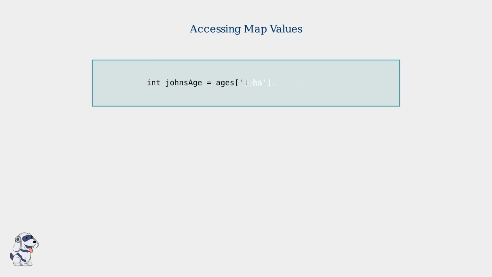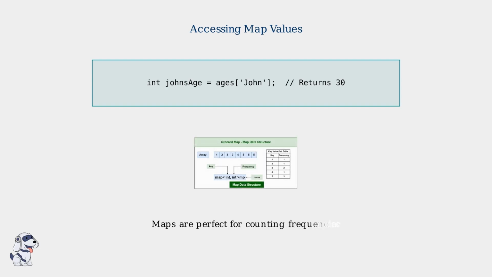Once you have a map, you can access values using their keys with square bracket notation. To get John's age from our map, we use square brackets with the key John. This returns the value 30 that's associated with that key. Maps are excellent for counting how often items appear. This example shows counting number frequencies in an array, where each number becomes a key and its count becomes the value. Let's see more ways to work with maps, including adding new entries and checking if keys exist.